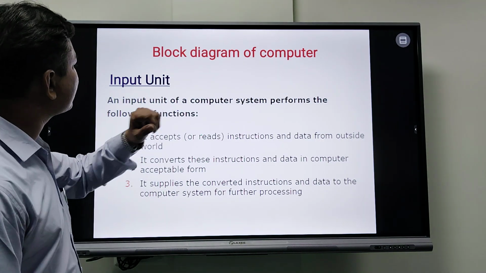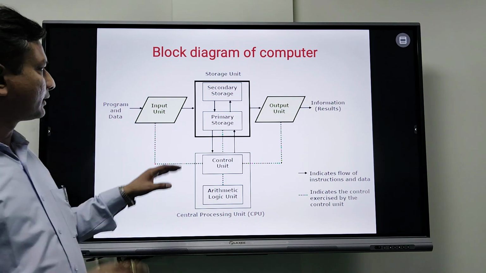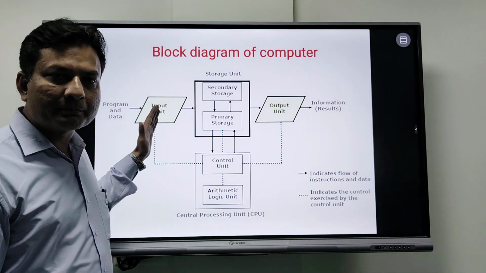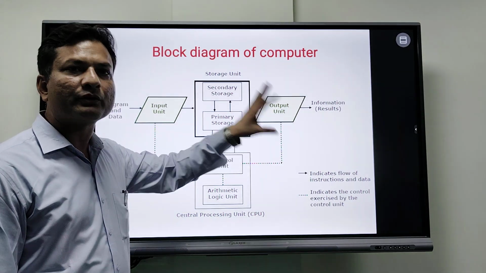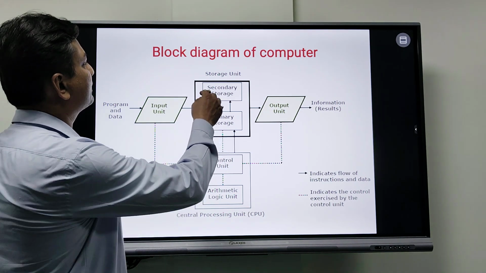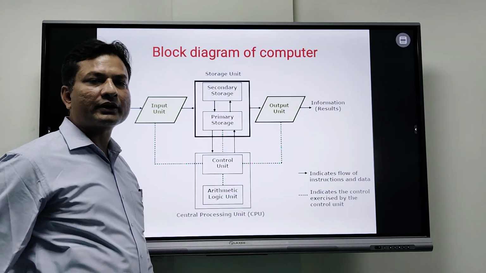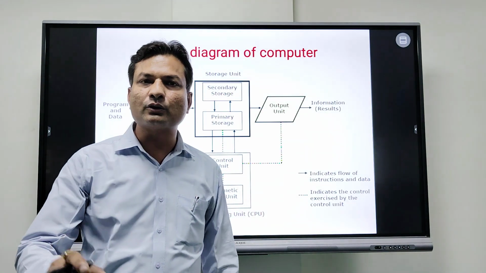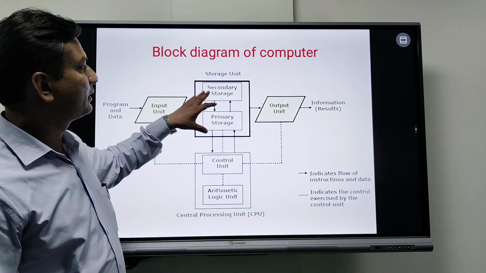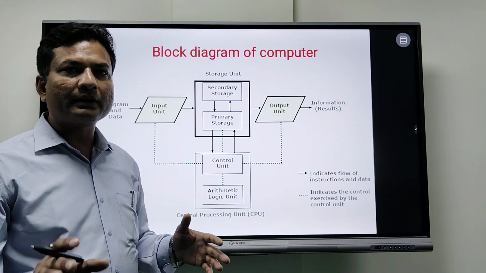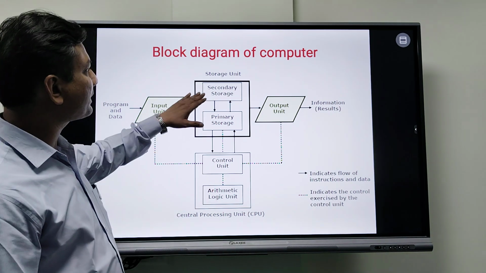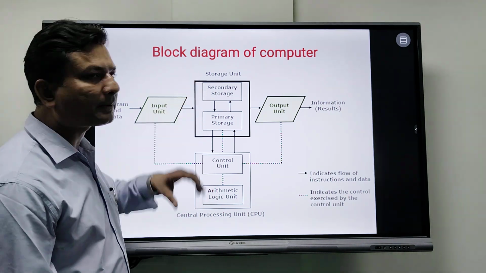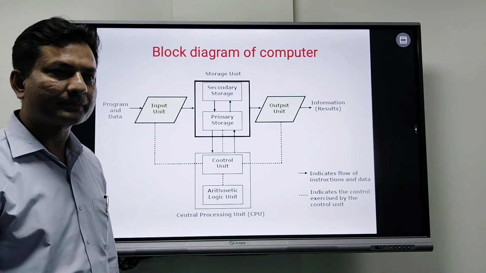Now we go back to our diagram. Now we understood how input unit works and how output unit works. Now we will learn what is storage unit. Actually, storage unit is like a human mind. It stores information. Storage unit in computer is divided into two parts. First part is called primary storage and second part is called secondary storage.